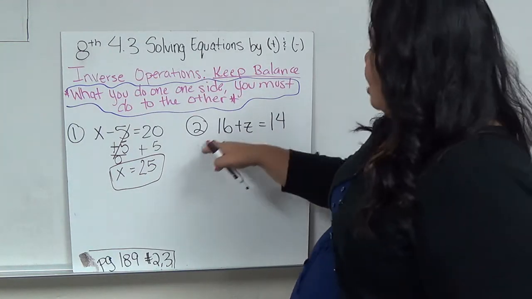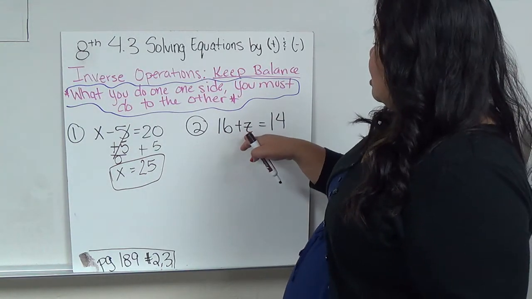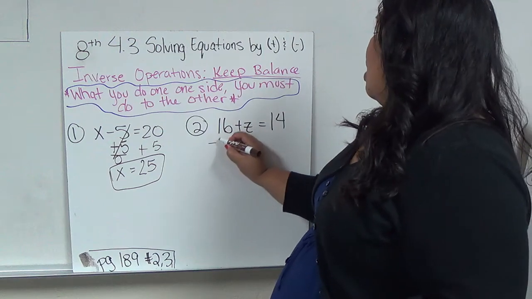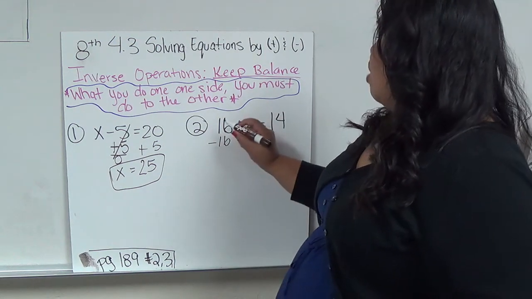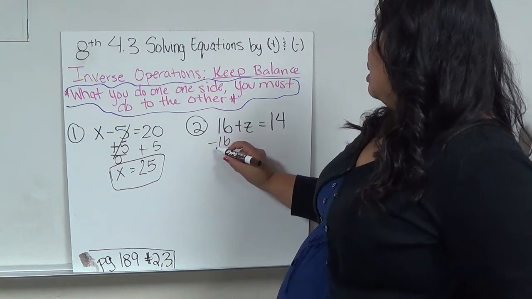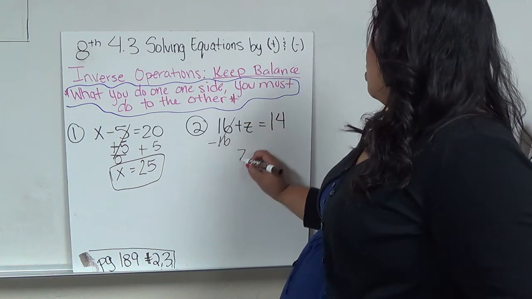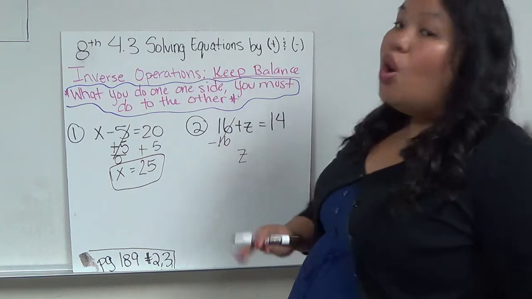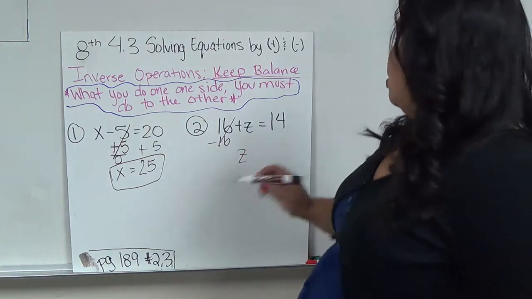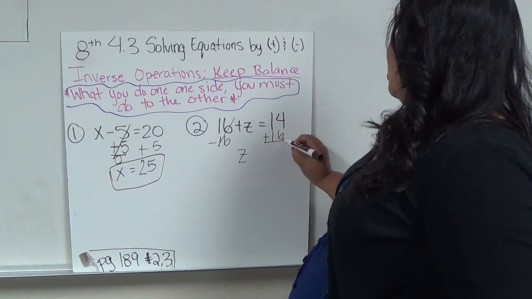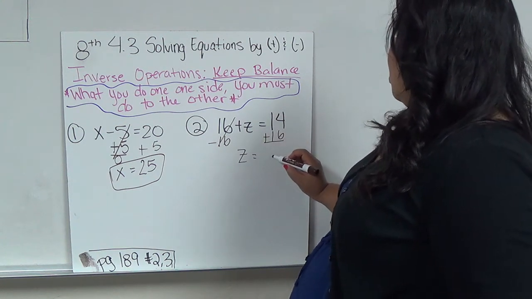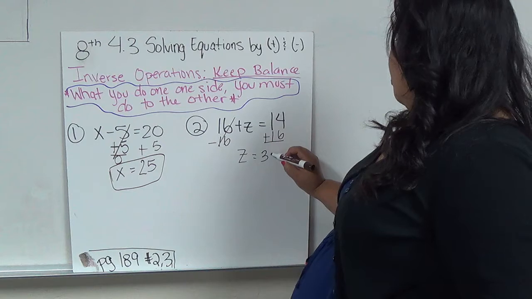Because a positive 16 is connected to z, the opposite would be a negative 16. Okay? These cancel out because positive 16 minus 16 gives me a 0, leaving me with just z. And again, my mantra is, what I do to one side, I have to do to the other. So this is plus 16. So this gets me z equals 30.